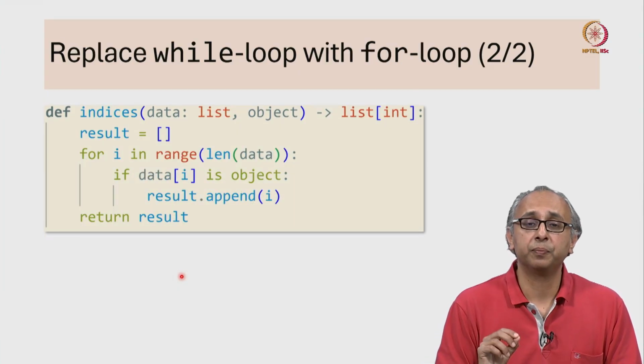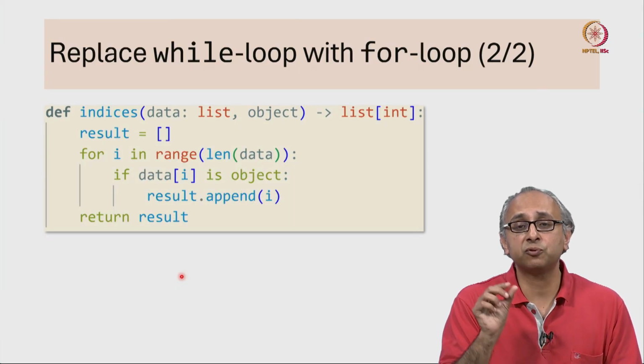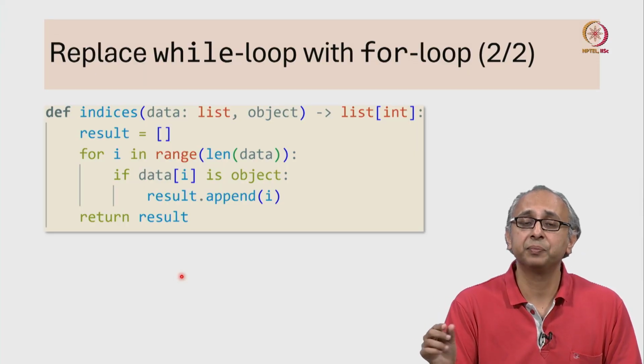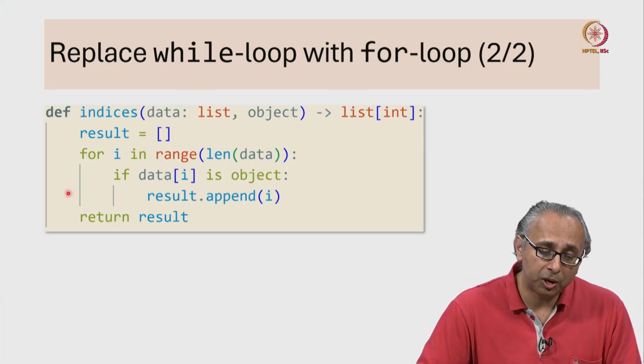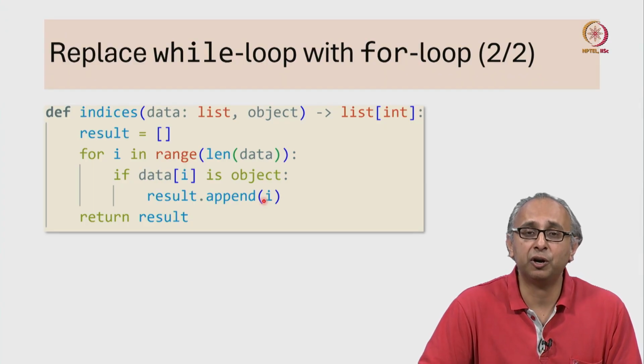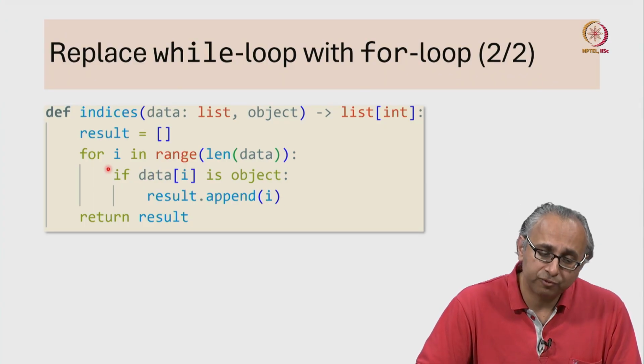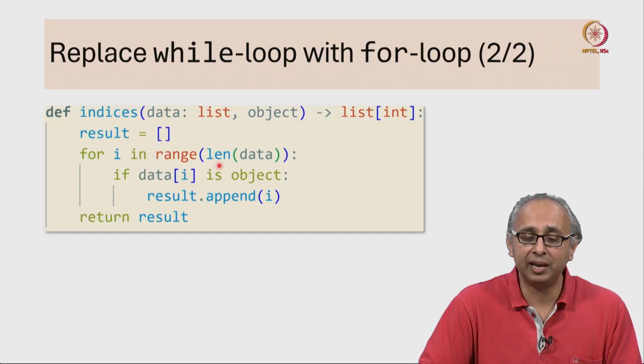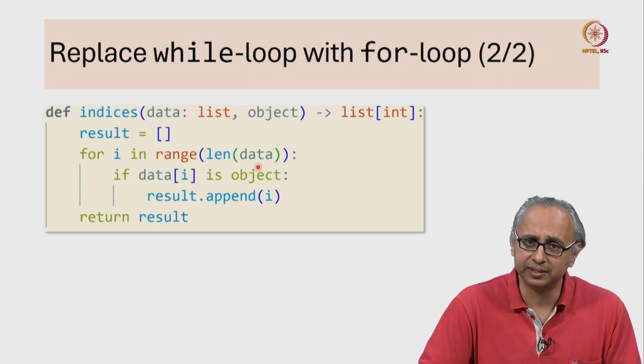Again, this code is very easy to rewrite using a for loop. In this code, I don't use the syntax for item in data. Why? Because in the body of the for loop, I actually need the value of i. So I say for i in range(len(data)). We have seen this syntax before.